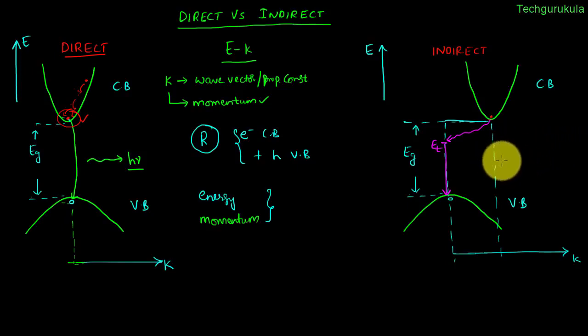In the sense, it usually results in heat, whereas in direct bandgap semiconductors, the recombination is usually radiative in nature. So when we talk about devices which emit light, we choose direct bandgap semiconductors. Example of a direct bandgap semiconductor is gallium arsenide, which is a compound semiconductor. And examples for an indirect bandgap semiconductor are silicon and germanium.